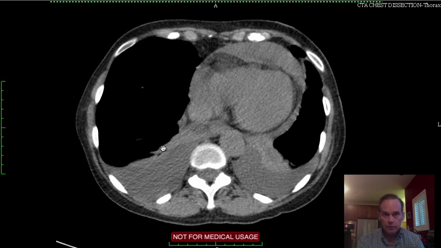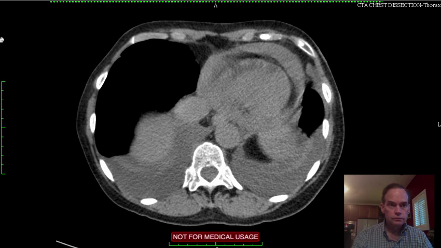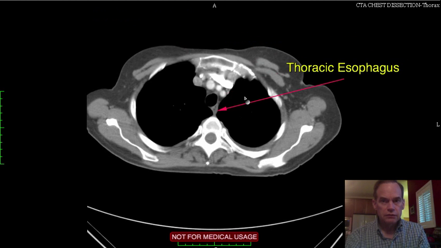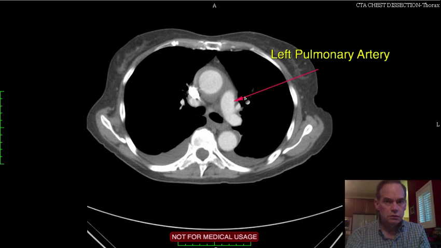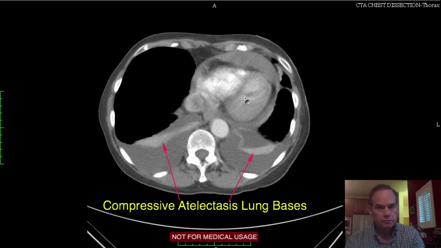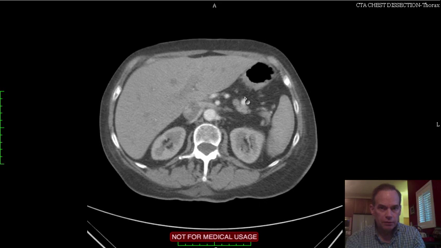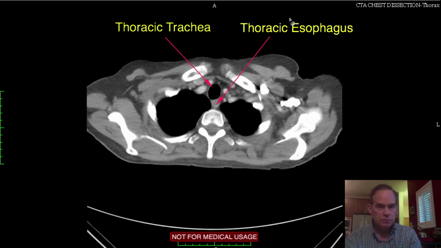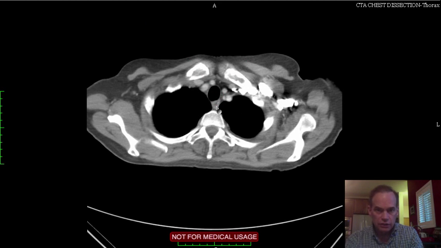Here's the descending aorta. So here are the contrast opacified images, and I'll go through those quickly to give you an overview and see what's coming. Okay, so starting at the top, we have the thoracic trachea and the thoracic esophagus. Remember, the esophagus is posterior to the trachea in the chest.